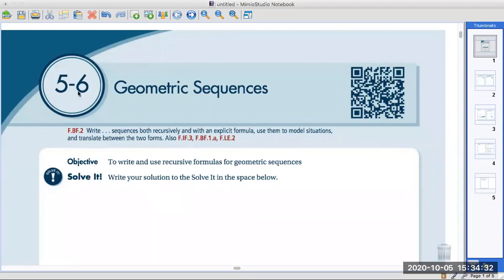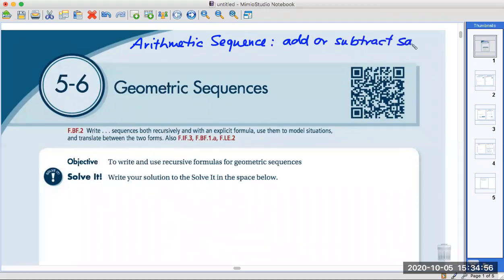So geometric sequences. We talked about arithmetic sequences before, and it's a string of numbers that in an arithmetic sequence have a common difference, which is you add or subtract the same number to get to the next number. Common difference was the word.